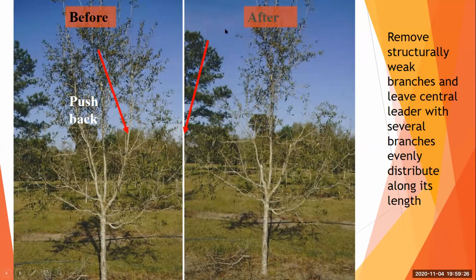So now the leader is going to grow faster because it has more light penetration. Light is everything. So they're going to produce more branches on this side here and this side here, and this one is going to slow down a little bit in growth. So this is more or less a structural pruning in 1 minute. So you remove structurally weak branches and leave the central leader with several branches evenly distributed along its length. But you need to have some branches here. Okay.